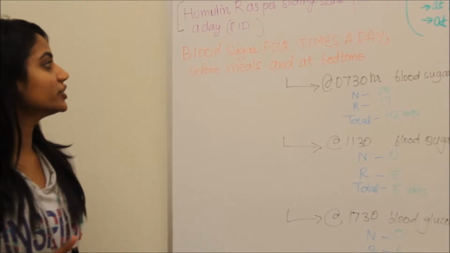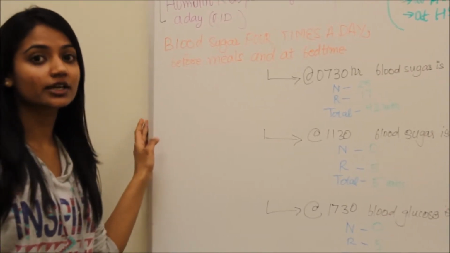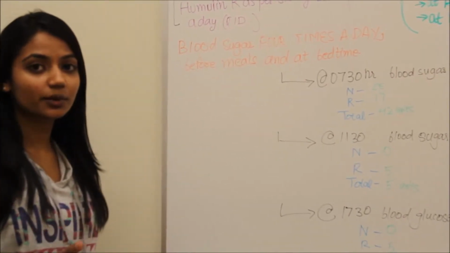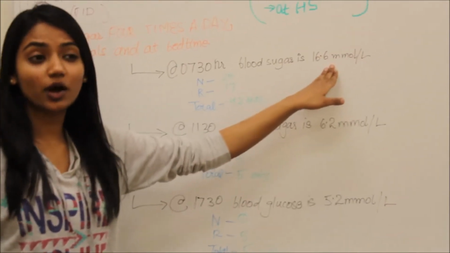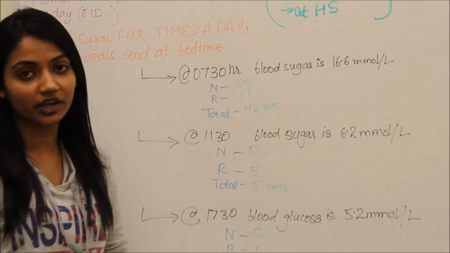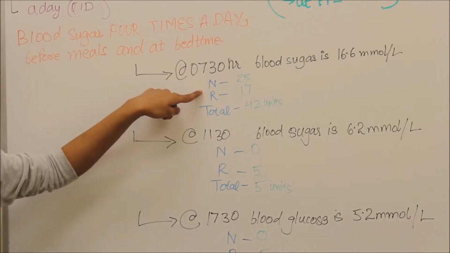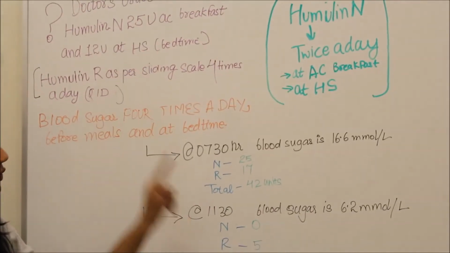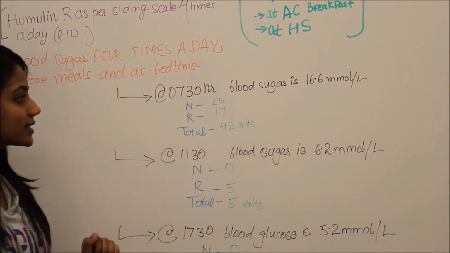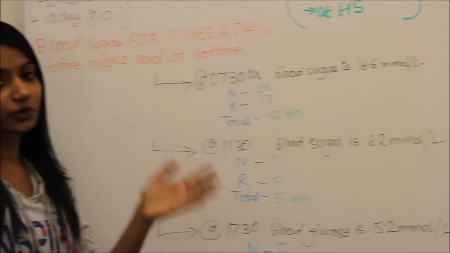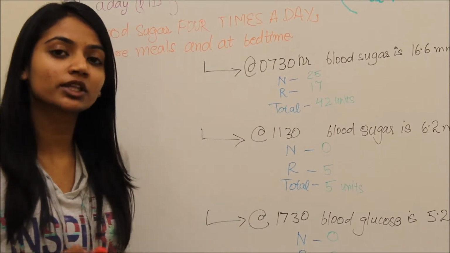As I said, we need to monitor the blood sugar 4 times a day. My first question: at 7:00, I measured a patient's blood glucose level and it was 16.6. According to that, how much Humulin N and R would you give to the patient? According to the doctor's order, Humulin N has to be given AC breakfast, that's 25 units. Then the blood glucose level is 16.6, so according to the sliding scale, we will give 17 units of Humulin R. In total, we will give 42 units of insulin, a combination of Humulin N and R.